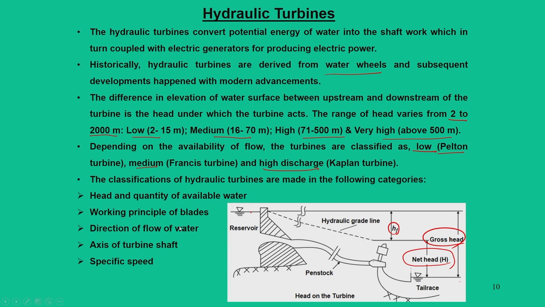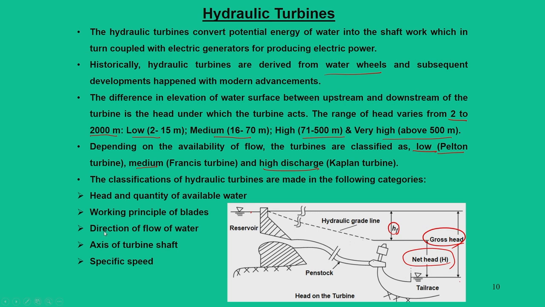A second category is the working principle of the blade, which I have mentioned earlier. When water passes through a penstock in a controlled manner, the entire slug of water goes and hits the turbine, and that is used for harnessing water power. This is one way. The other way to look at it is that whatever potential energy is available in the reservoir is first converted to kinetic energy by passing it through a nozzle, and this kinetic energy is used to strike on blades or buckets of a wheel that rotates. That is another working principle.